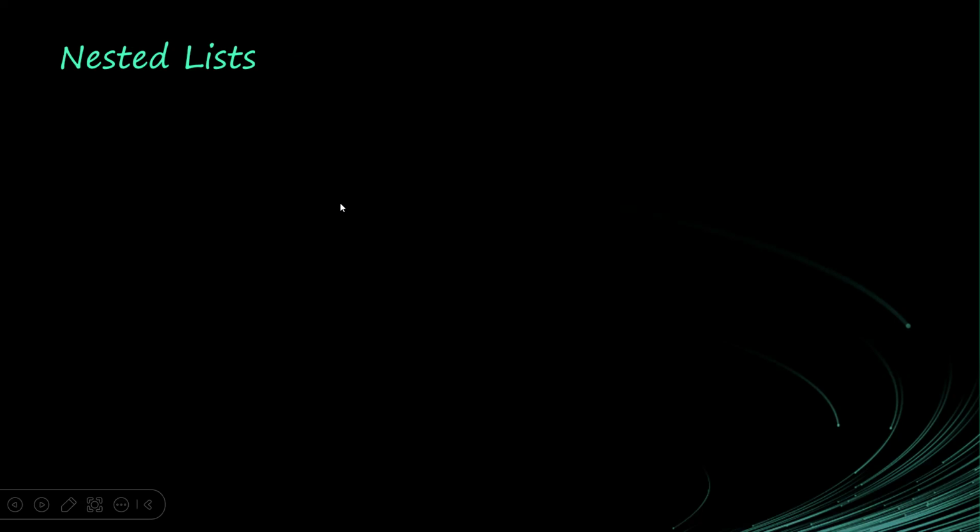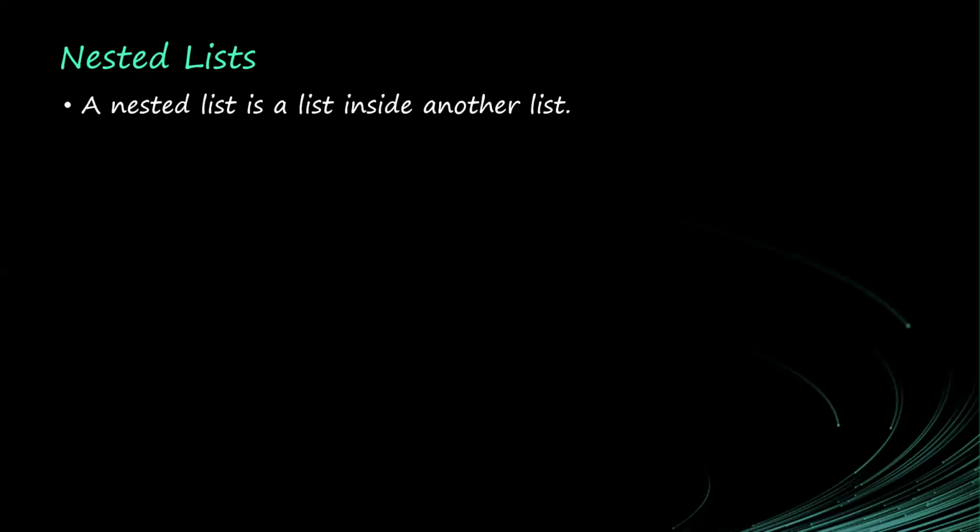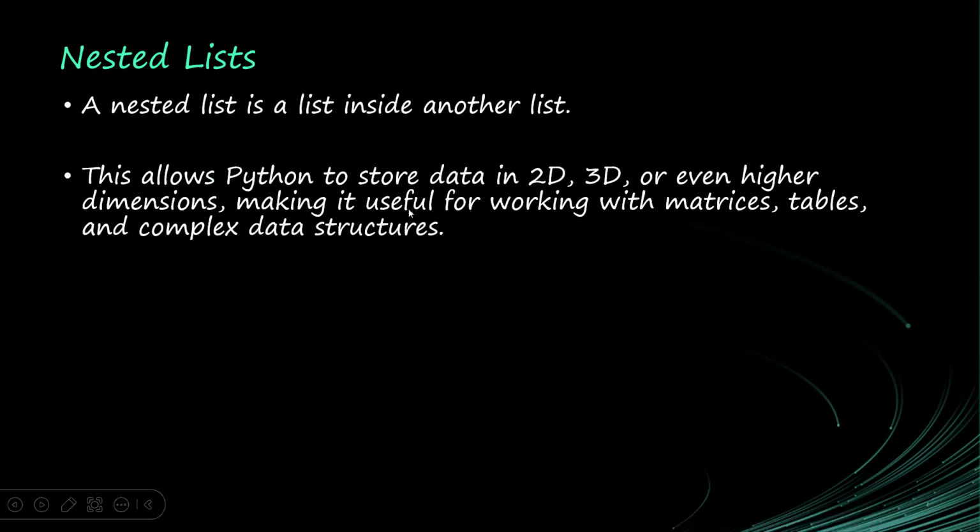So now let's take a look at nested list. A nested list is a list inside another list. So in your list, those elements can actually be lists. You're having a list inside a list. This allows Python to store data in 2D, 3D, or even higher dimensions, making it useful for working with matrices, tables, and complex data structures.